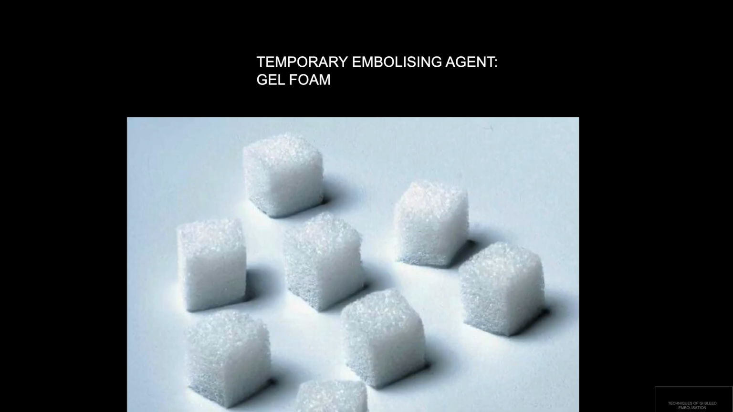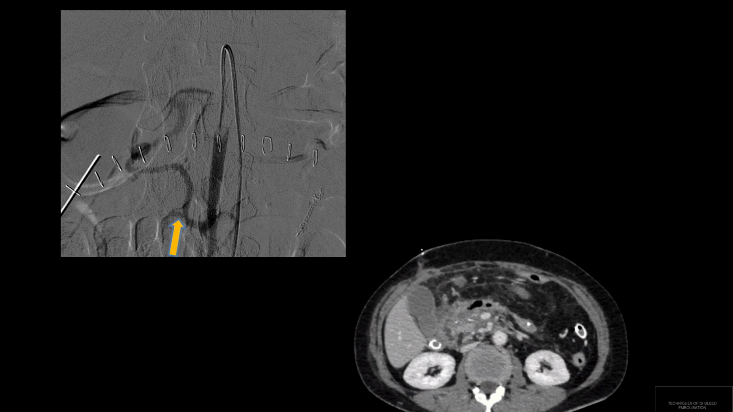Then, in such cases, it is better to use a temporary embolizing agent like gel foam. So this gel foam causes temporary hemostasis for few days, and any pseudoaneurysm due to any surgical inflammation and all will get resolved. So I injected the gel foam, and I completely occluded the inferior pancreaticoduodenal artery, and the patient was completely fine. The bleed from the surgical drain stopped, and you can see there is no pseudoaneurysm.